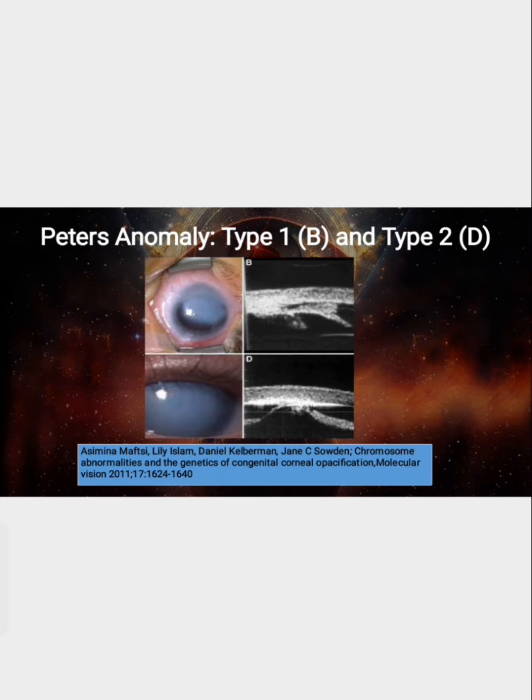Then what is Peters anomaly? There are two types of Peters anomaly, 1 and 2. Peters anomaly is characterized by central corneal opacities. So it can be unilateral or bilateral. In 50% of the cases, the corneal opacity, which is central, is bilateral.